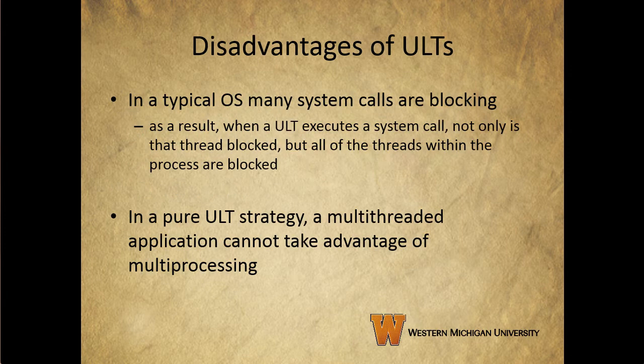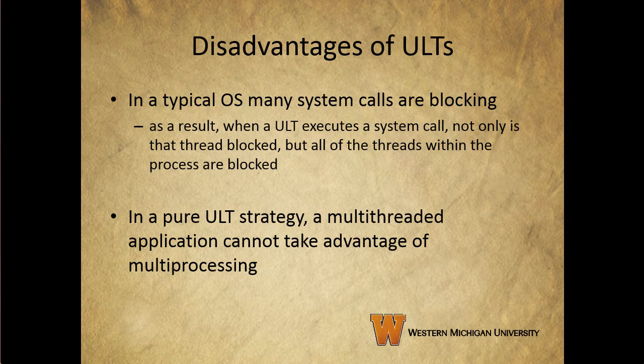Now, that being said, there are also disadvantages to the use of user-level threads. For example, in a typical operating system, many of the system calls are blocking. Now, you can go back a couple slides to look at scenario B for an example of this. When the user-level thread executes a system call, it's not just the thread that gets blocked, but the process as a whole, and so all of the threads within that process are blocked and can't continue to execute.